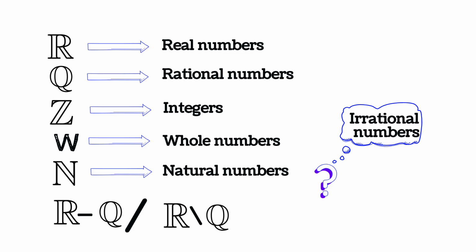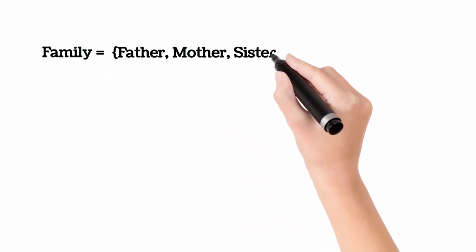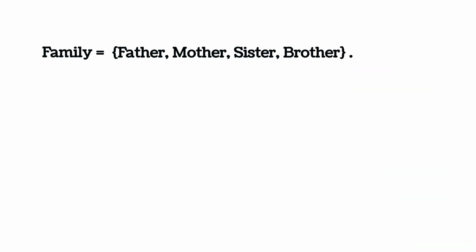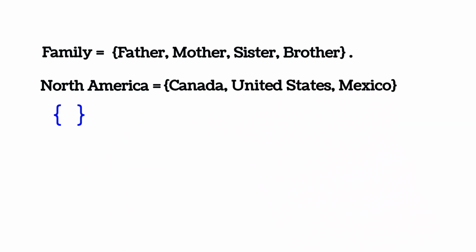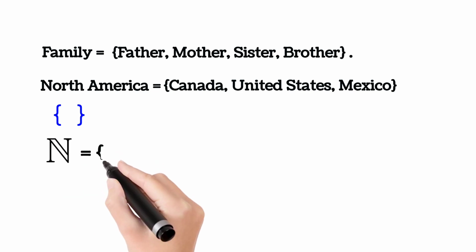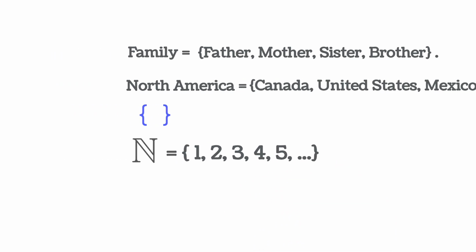So far, we've talked about number sets, but sets can describe other things too. For example, we could define the set of people in a family as father, mother, sister, brother. Or we could define the set of countries in North America as Canada, United States, and Mexico. Notice that we use curly brackets to list the members of a set. So, using symbols, we could write the set of all natural numbers like this: N = {1, 2, 3, 4, 5, ...}.